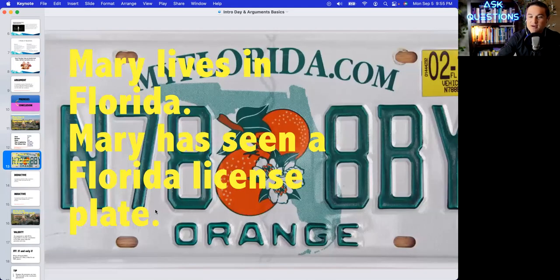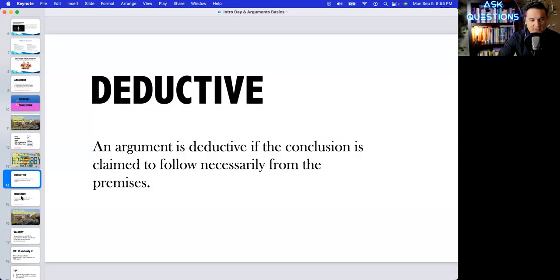However, this Mary, Florida argument, it's not deductive. It's not going for that perfection, you might say, that perfect inference. Instead, it's going for a high degree of probability. It's not a deductive argument. It's a good inductive argument because the conclusion is supported with a high degree of probability. So that's the difference between deduction and induction.